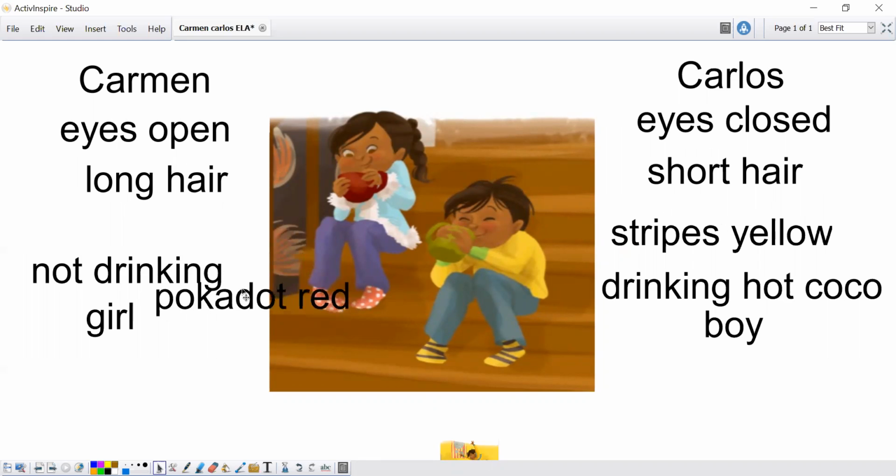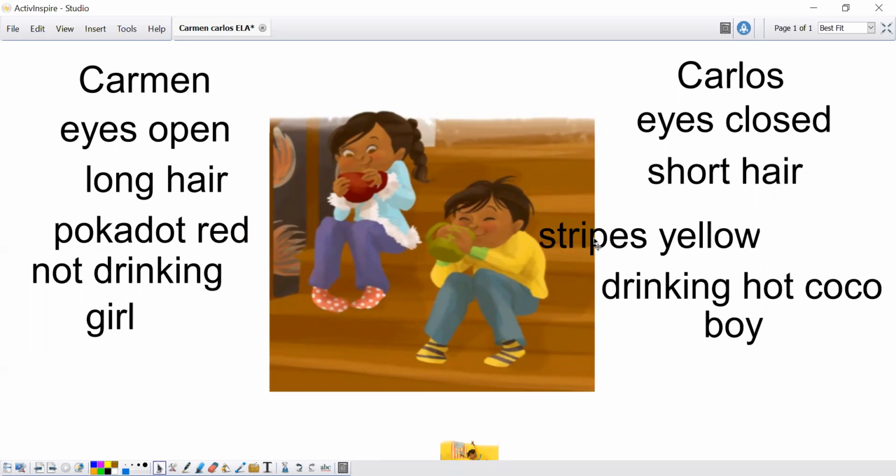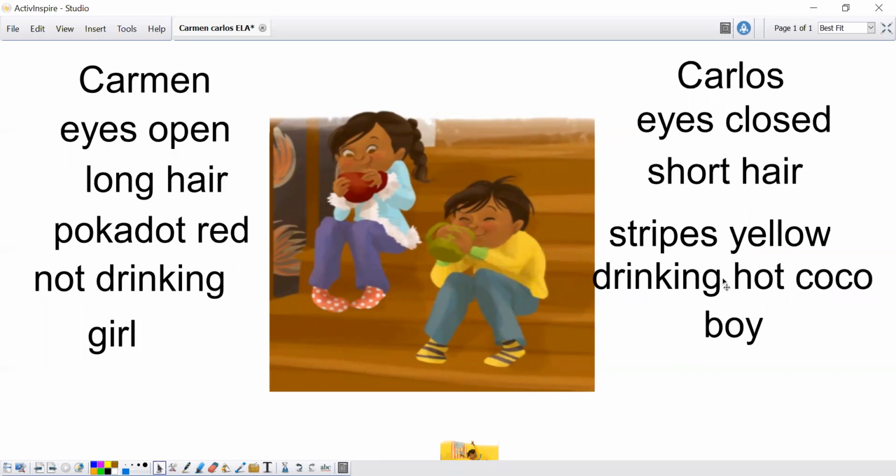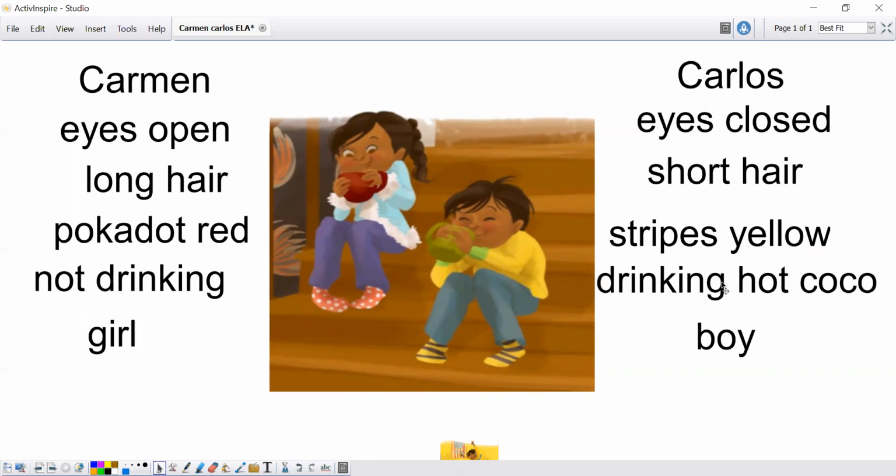Also, Carmen has polka dot red socks, while Carlos has striped yellow socks. That's another distinguishing feature of our characters. A behavior that the author is showing is that Carmen is not drinking. She's smelling her hot cocoa, but Carlos is drinking hot cocoa. These details help us understand also behaviors or actions of what a character is doing. We also know that there's a general observation that Carmen is a girl and that Carlos is a boy.